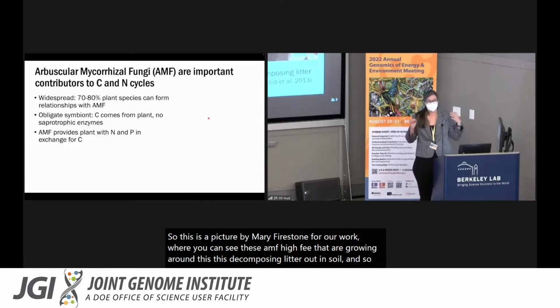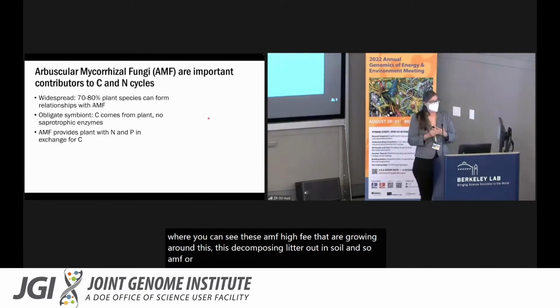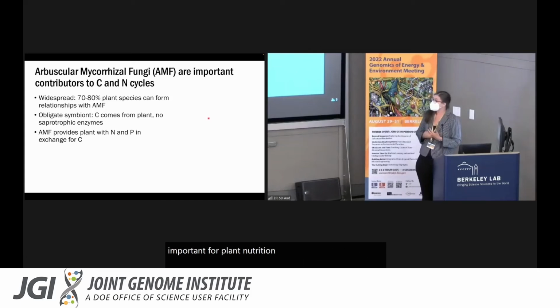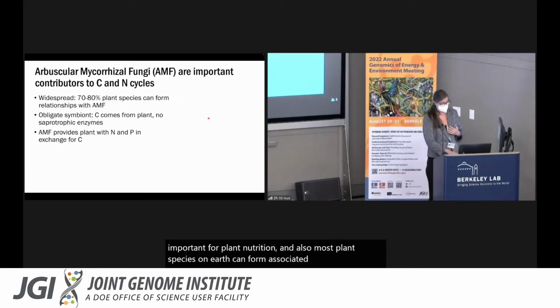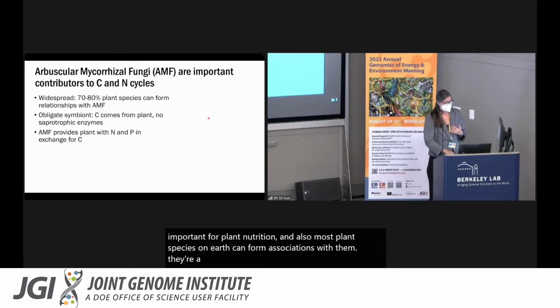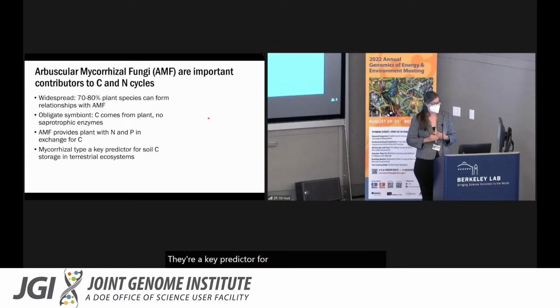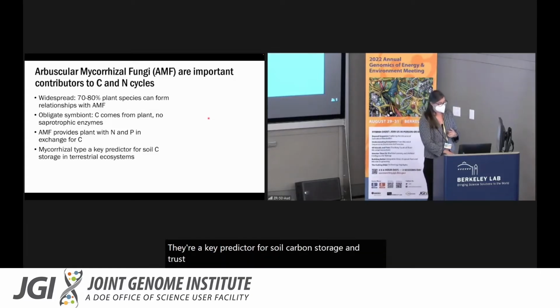AMF are not only, as I just said, important for plant nutrition, and most plant species on Earth can form associations with them. They're also a key predictor for soil carbon storage in terrestrial ecosystems.